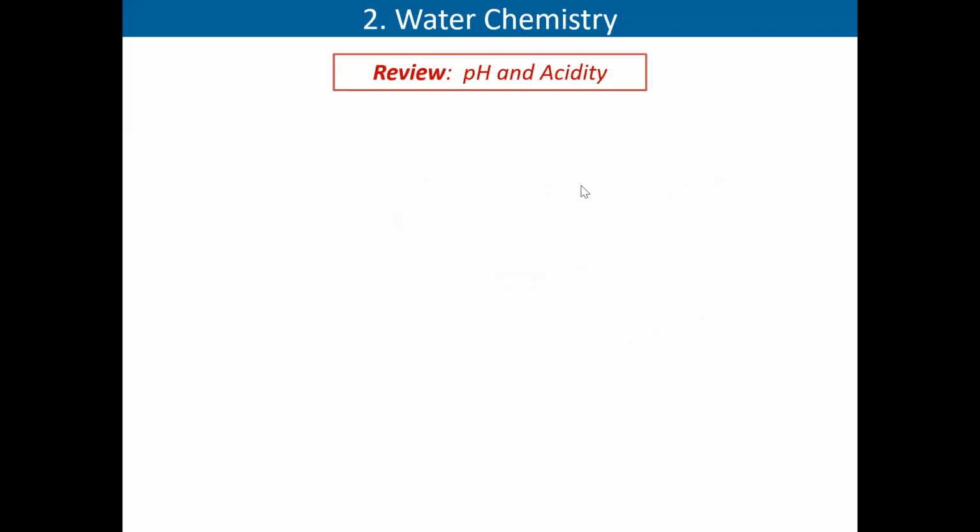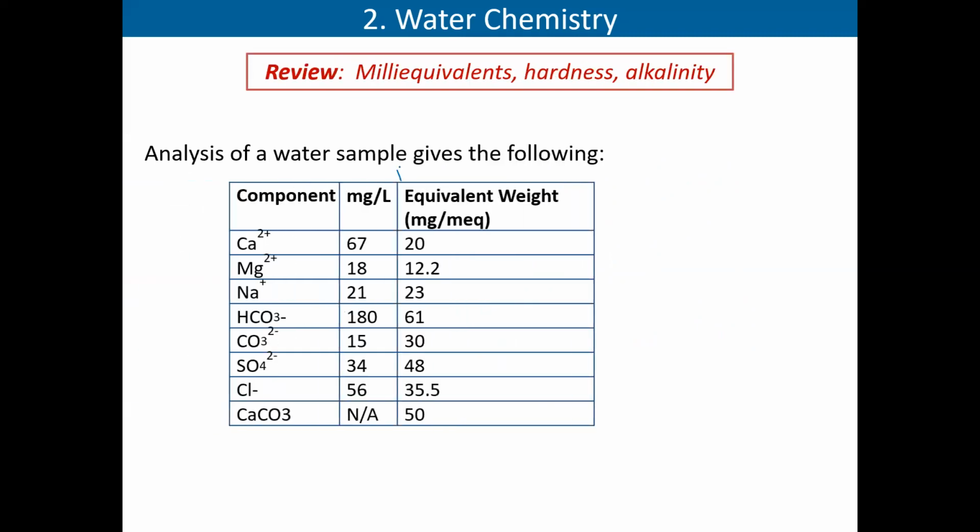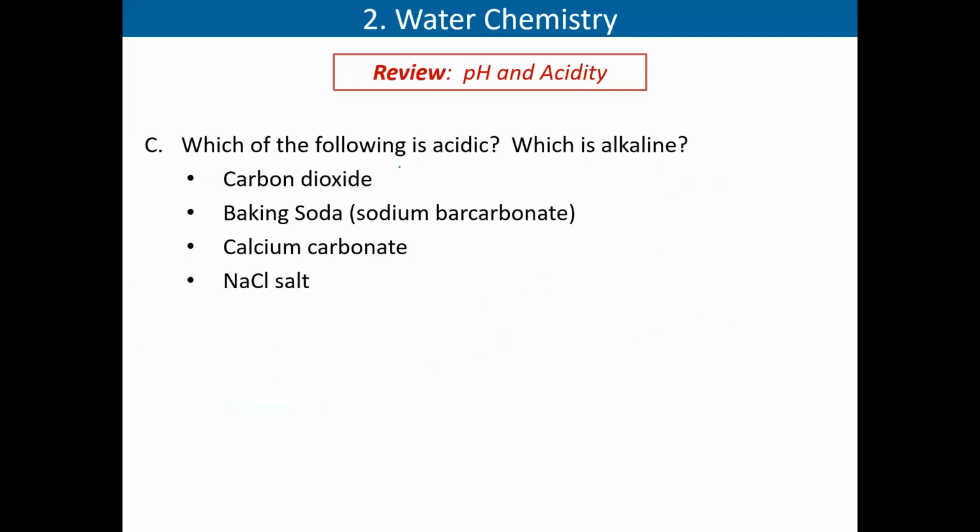All right, so one more for pH. It says which of the following is acidic, which is alkaline, etc. Okay, so hopefully everyone remembers this one. C's. Hopefully everyone remembers that carbon dioxide is acidic. Remember, it combines with water and it makes carbonic acid. So this is acidic.